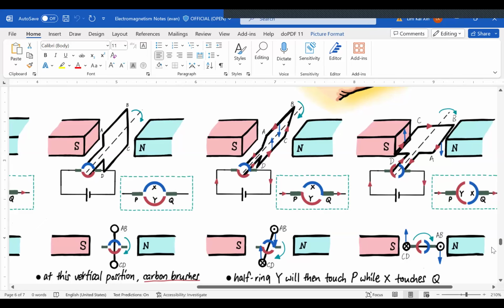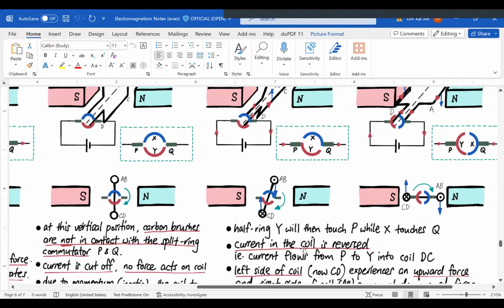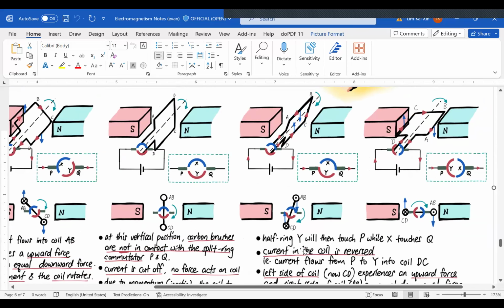And so now what is going to happen? I go to the words first. Let me zoom out a little bit.